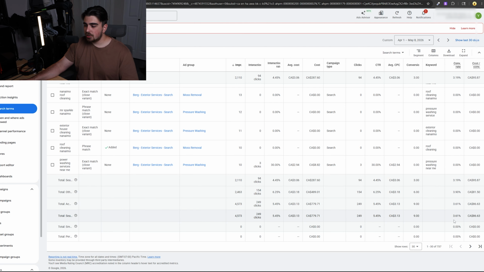So I'll start with conversion rate. We see 3.61. We have very low conversion rate. It means that all the money we're spending, we're just donating to Google, almost. We're paying $86 per lead, which is incredibly high. Then our CTR is 5.45, which also needs an improvement.